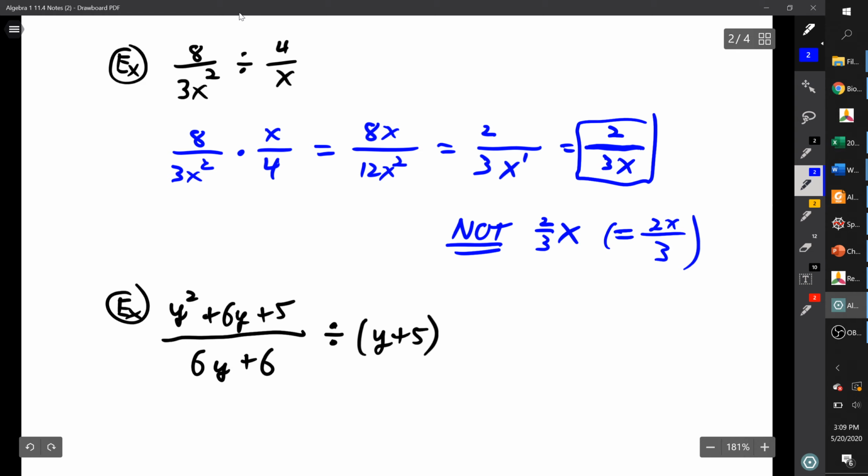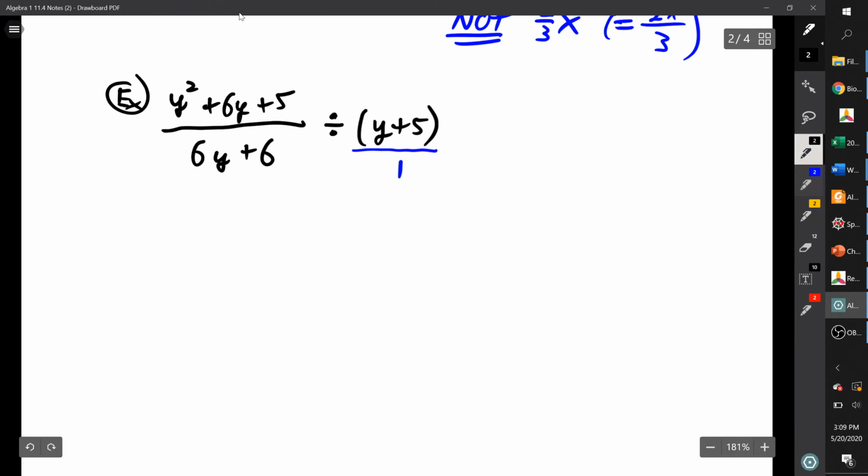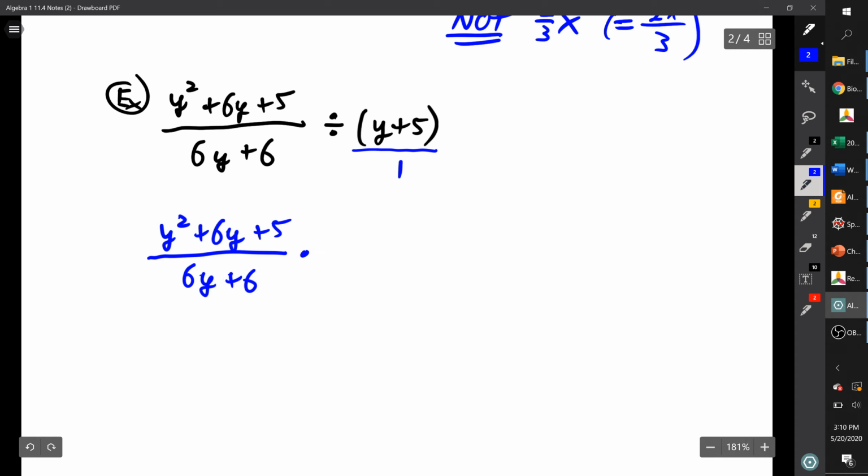Now, it can be helpful to view y plus 5 as technically being y plus 5 over 1. Now it's easier to do our invert and multiply. So we still have our y squared plus 6y plus 5 over 6y plus 6, but now we're multiplying by 1 over y plus 5. Okay, nothing jumps out for how we can simplify this yet. So I'm going to have to do some factoring. So let's look for what can factor. So let's take this and let's factor it.